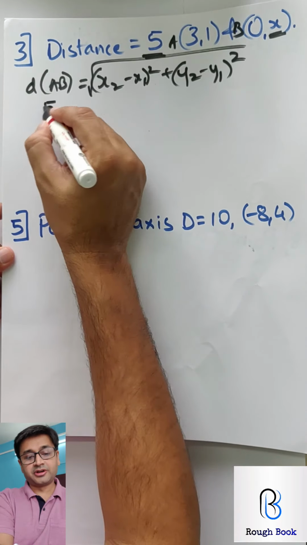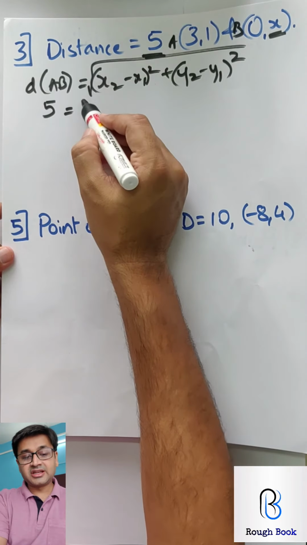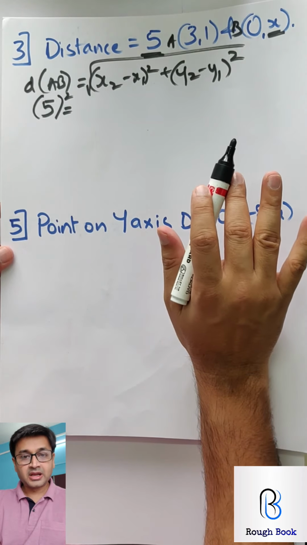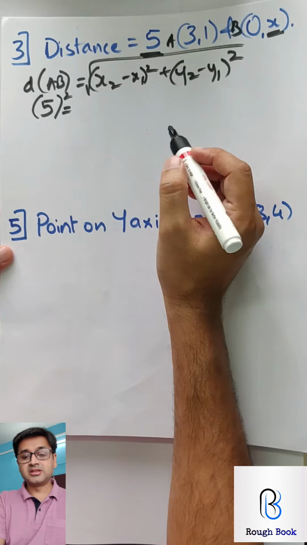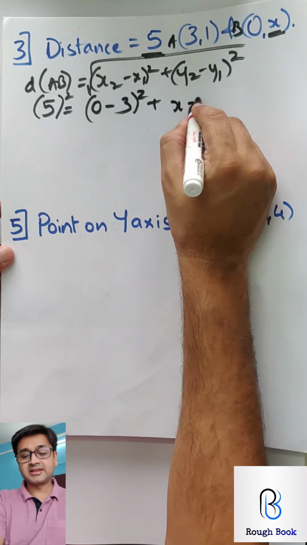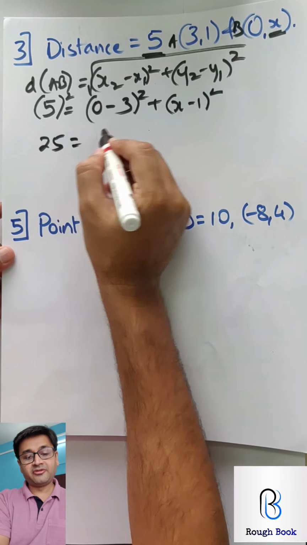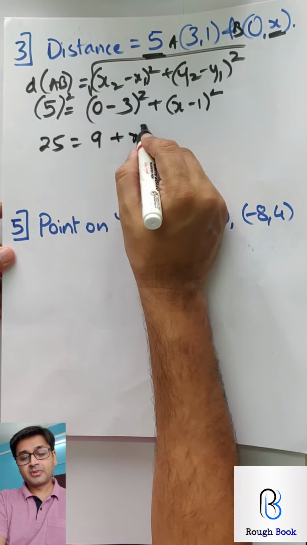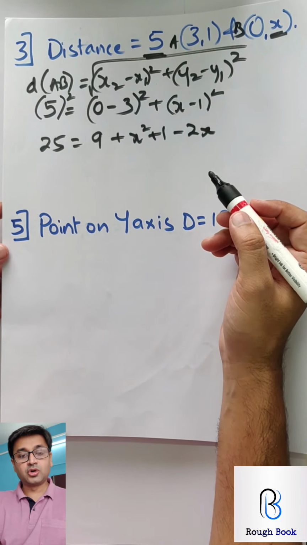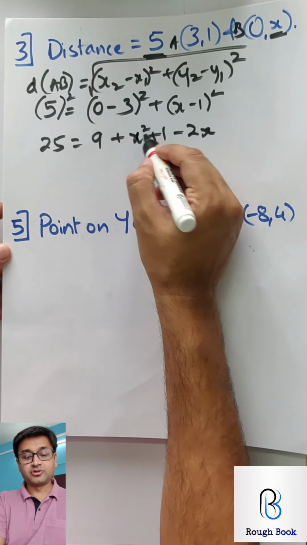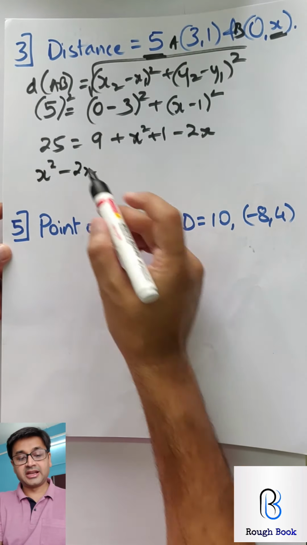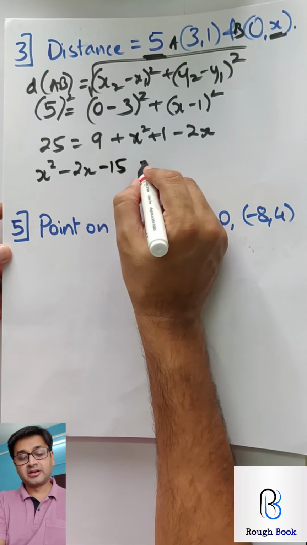So how much is the distance? Already given to us as 5. You can always take this root on the other side and square it. So your root is gone forever. Life becomes easier. x2 minus x1. So x2 is 0, x1 is 3, y2 is x minus 1. So I get 25 equals 3 square 9, plus x square plus 1 minus 2x. So I expect there is going to be a quadratic equation which we'll have to solve. So x square minus 2x, 9 plus 1 10, 25 coming on this side, so negative 15.